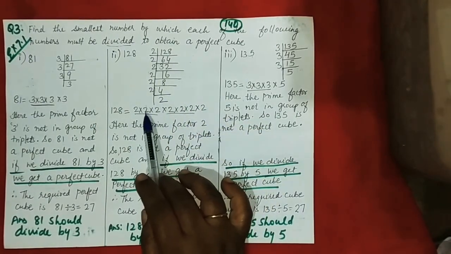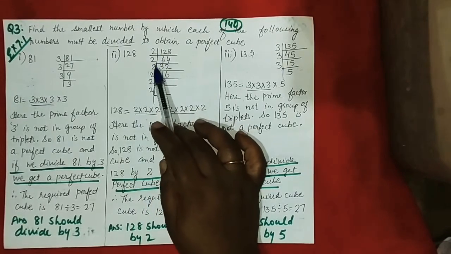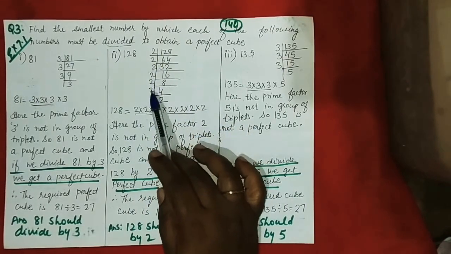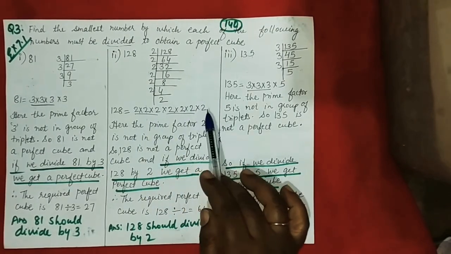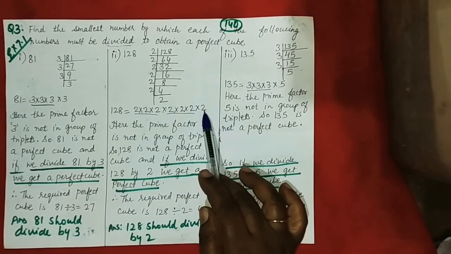Again we are writing it as the product of prime factors: 2 into 2 into 2 into 2 into 2 into 2 into 2. You see, this is a group of triplets. This one is also a group of triplets. And this 2 is extra. It is not in a group of triplets.